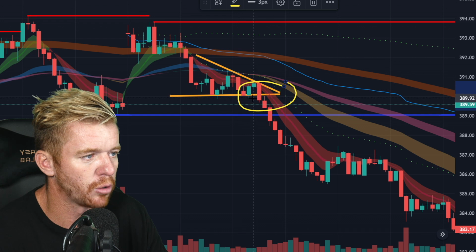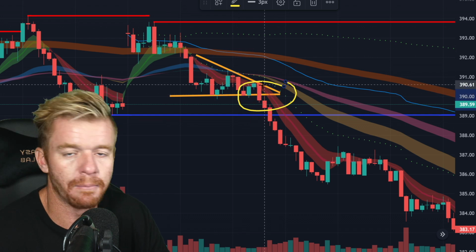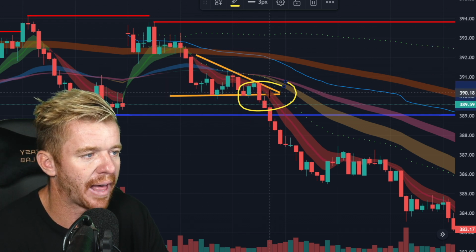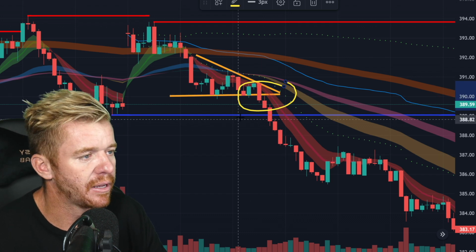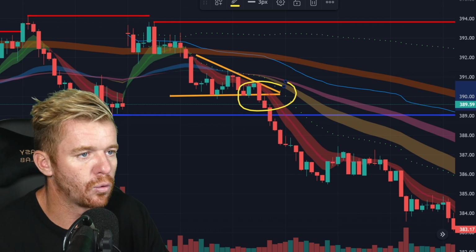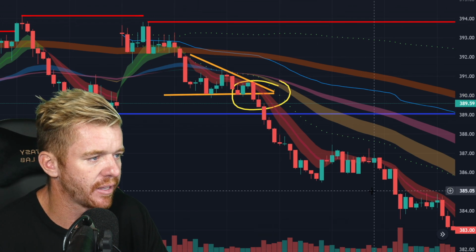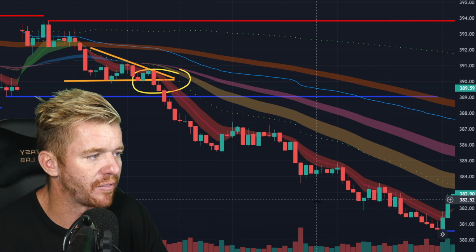So we touched support multiple times. We had that overall flag formation, and then we got the trend break, that trend being the flag, and then we broke to the downside. So what we want to look for next, let's say we entered this, we got short, and then we took profit down here at 385.